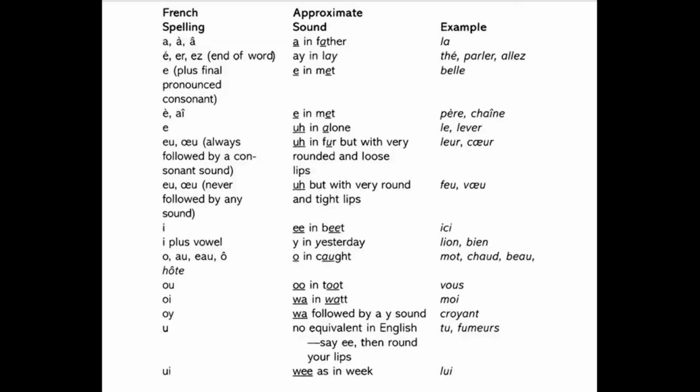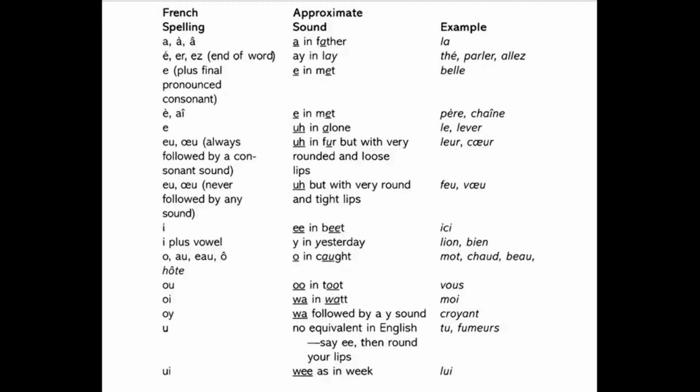Then E, if you have E in between two consonants, it sounds normal: set, met, get, wet, exactly the same. It is bell. Then E with grave or AI with circumflex, the sound is the same like met, set, get, wet. So it is peg, shen.